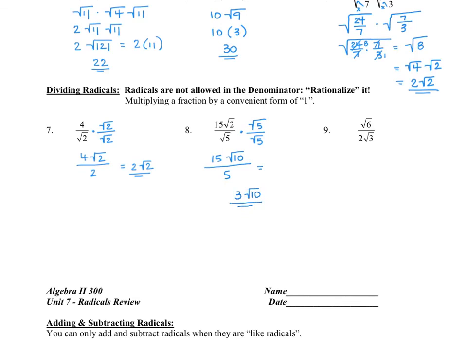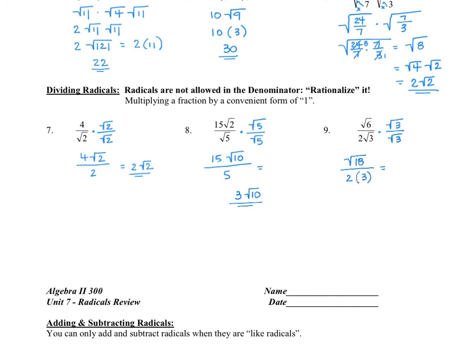In number 9, we only need to multiply by what's under the radical to both the numerator and the denominator. So if I multiply the numerator by rad 3 and the denominator by rad 3, in the numerator I can multiply what's under the radicals, so I'll end up with rad 18. And in the denominator, I'll have 2 times rad 3 times rad 3, which is just 3.